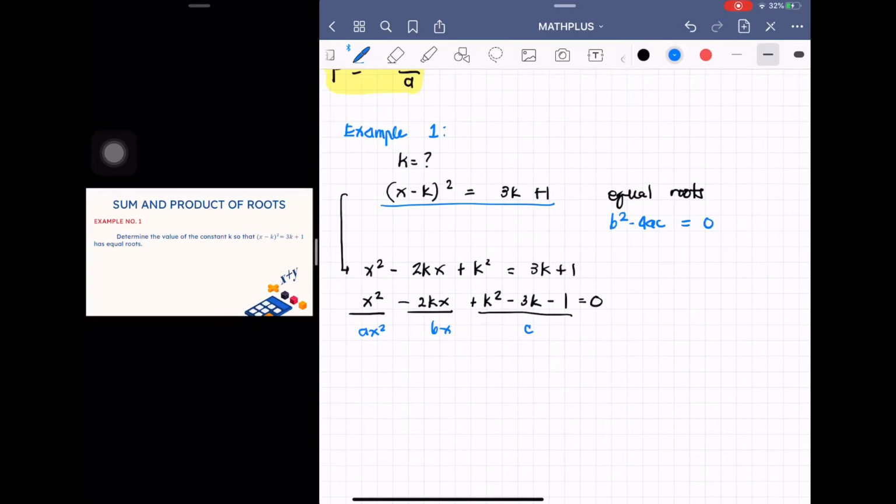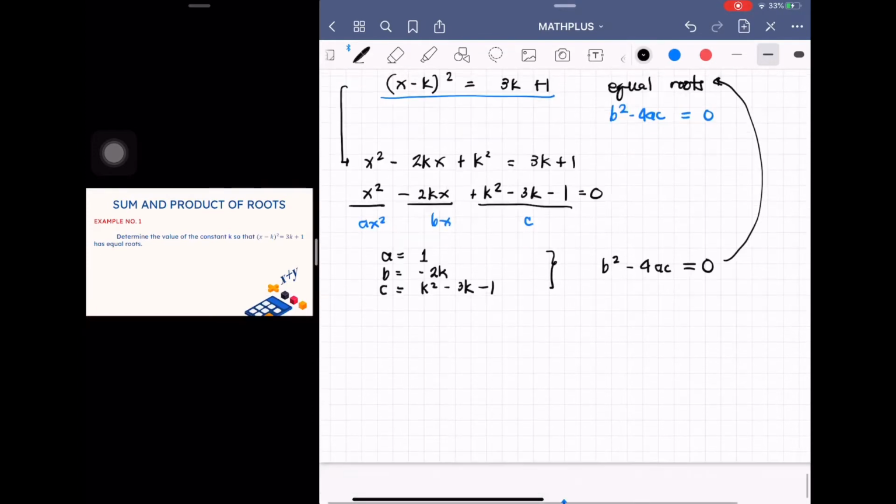Okay, therefore, you have a equal to 1. B will be equal to negative 2k. Although k is unknown, x is also unknown, but k will represent a part of the numerical coefficient. So b will be negative 2k, and then your c will be equal to k squared minus 3k minus 1. Having that, we're going to use all these values to substitute in the relationship b squared minus 4ac, which should be equal to 0 to get equal roots.